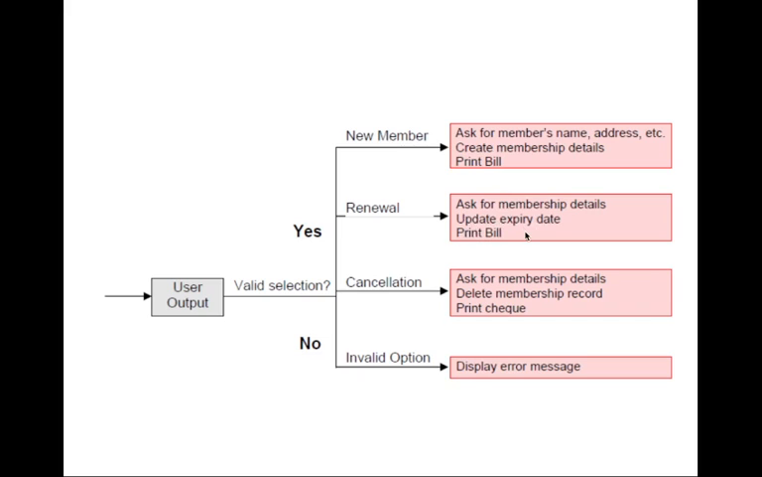So in this way, we can represent a complex logic. So we have represented all the three things here. So this is how we can represent. So this is known as decision tree method.